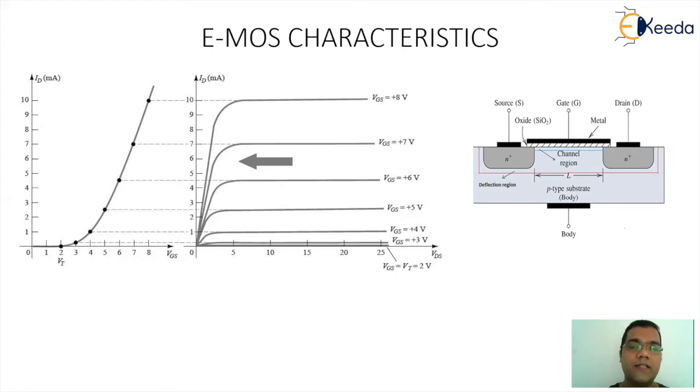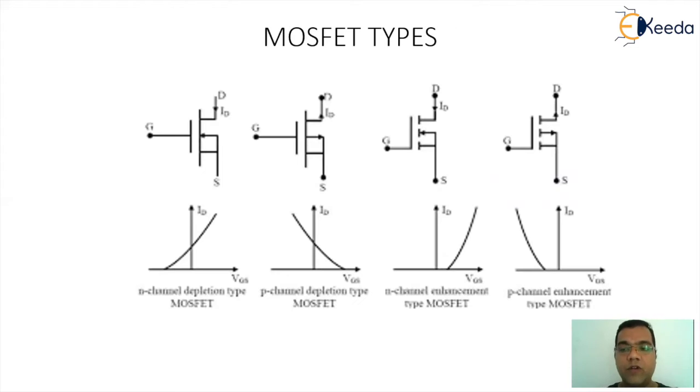When you look at the characteristics, they are not the same as your depletion type MOSFET, nor do they resemble the FET structure. So eventually the equations for E-MOSFETs will be different compared to the D-MOSFET family. Here we can see the four symbolic representations of the MOSFET family, along with the characteristics of ID versus VGS. We have already discussed the operation of N-channel D-MOSFET and N-channel E-MOSFET, and the reverse logic will apply for P-channel D-MOSFET as well as P-channel E-MOSFET.